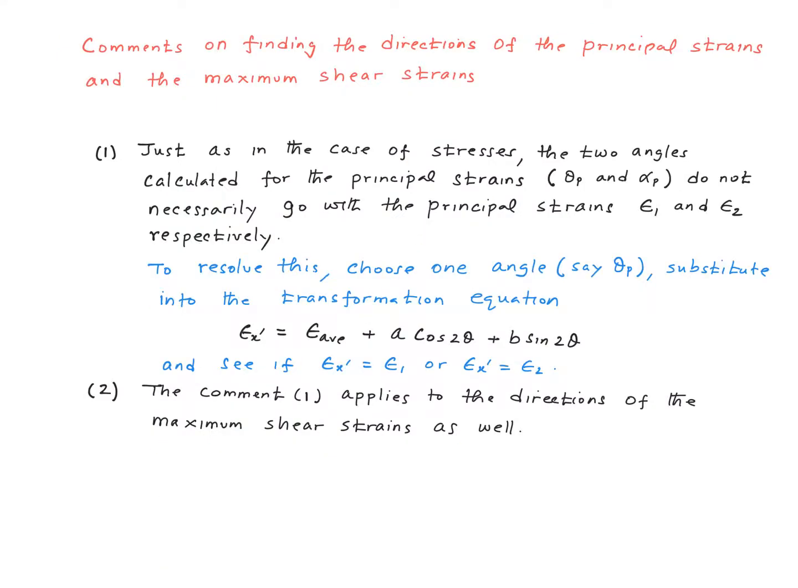The first comment here has to do with matching the angles theta p and alpha p with the principal strains epsilon 1 and epsilon 2. So what we do is we take one of these two angles, let's say theta p, and substitute that into the transformation equation for epsilon x prime. If epsilon x prime is calculated to be epsilon 1, then we know epsilon 1 goes with theta p. Otherwise, it's the other way around. Comment number 2 here says we follow the same approach in matching the angles with the maximum shear strains.